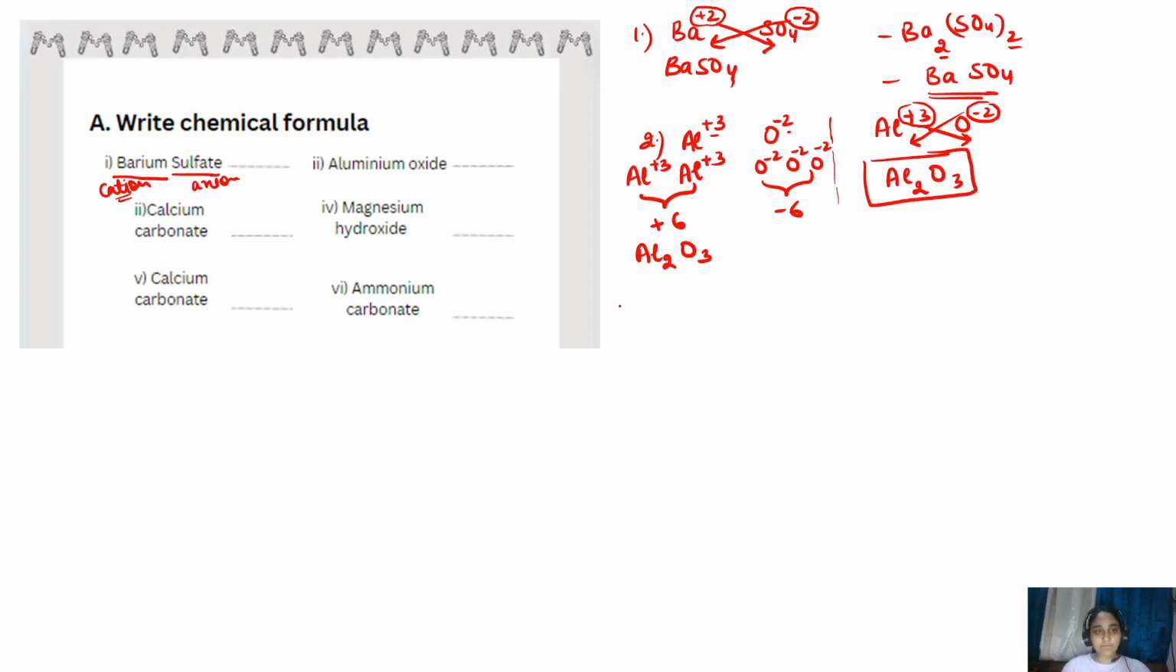Okay, the third one is calcium carbonate. Calcium is Ca +2, because calcium belongs to group 2 and its valency will be 2. Calcium, and second is carbonate.